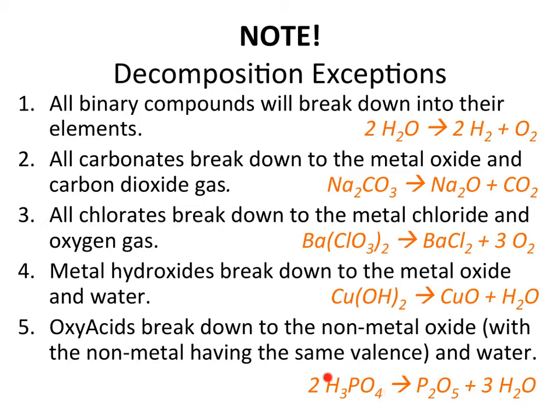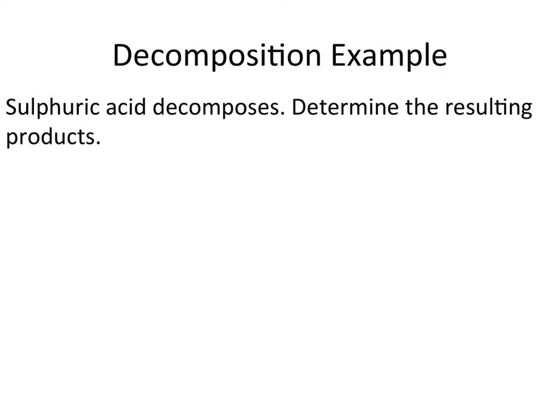And oxyacids, here we have phosphoric acid. This is phosphate. That suffix ends in ic, phosphoric acid. It breaks up into its non-metal oxide, so the P and the oxygen, okay, with the non-metal having the same valence, and then we also create some water. So let's look at an example here. Sulfuric acid decomposes into something. Let's figure out what those products are going to be.